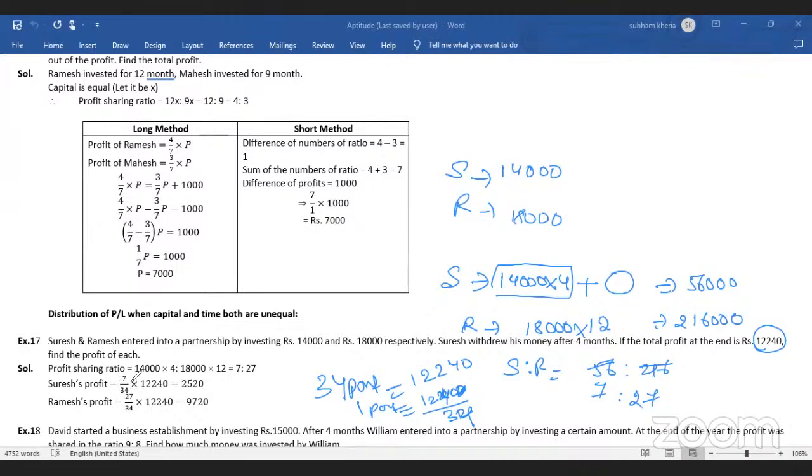Now, what do we need to calculate? We need to calculate Suresh and Ramesh profit. So how much will Suresh get? Suresh will get 7 parts. When you cancel this, it will come out to be 34. Now 12240, so 34 threes are... I guess it will be 36, sorry. Let's check. Yes, we get 360. So we get 360 here. S will be 7 into 360 and R will be 27 into 360.